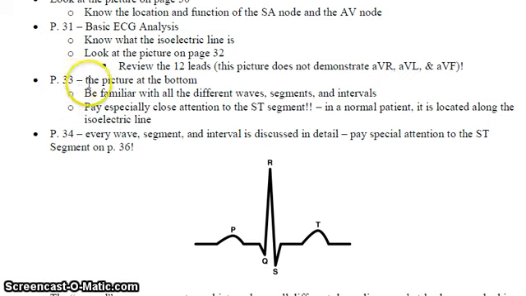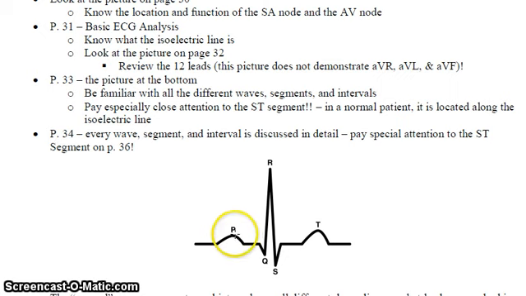Then page 33 of your book, at the bottom, goes over each of the waves, segments, and intervals. You need to understand what each of these waves and segments is referring to. Pay especially close attention to the ST segment here, and know that in a normal patient it is located on the isoelectric line. Okay, so it should just run along that center line on the paper. Every wave, segment, and interval is discussed in detail starting on page 34. So again, it goes one by one.